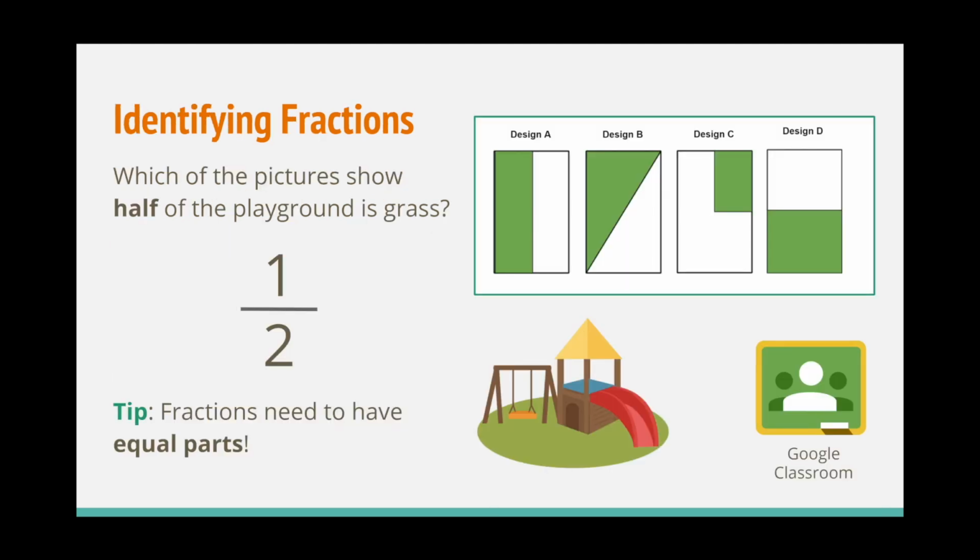Now we're going to identify fractions. That means we're going to figure out which ones we're looking for. So which of the pictures show half of the playground is grass? That means 1 out of 2 equal parts is grass. So tip, fractions need to have equal parts. So this is where if you're in my class on Google Classroom, you're going to go and you're going to circle which designs have equal parts. 1 out of the 2 parts is colored in.